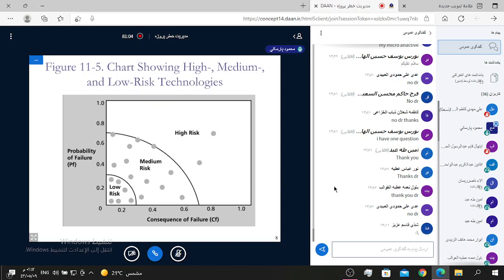And by the matrix, I think we can analyze qualitatively the risk in our project better than the chart. And we can use this chart for qualitative risk analysis in our project.